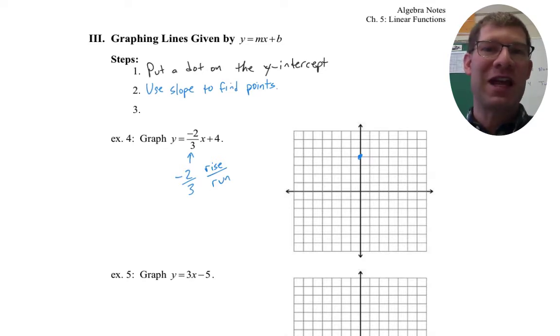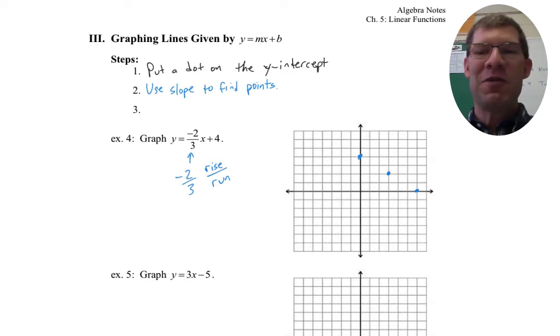So the rise is going to be a negative 2, the run is 3. So if I start at my point there, I have a rise of negative 2, so I go down 2, and then a run of 3. Since it's positive 3, I go 3 to the right, so I want to put a dot right there. And we can just kind of repeat that procedure a few times. So if I go down 2 more, then 3 more over to the side.